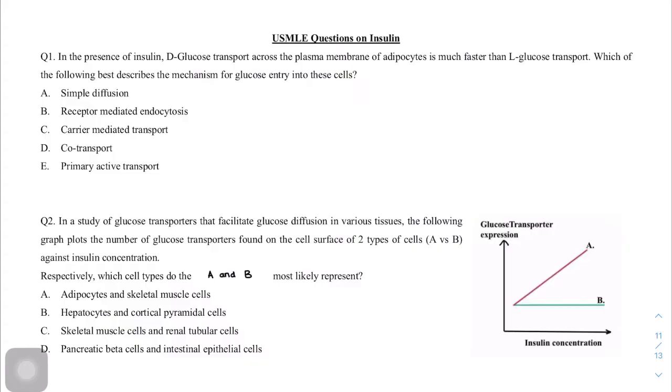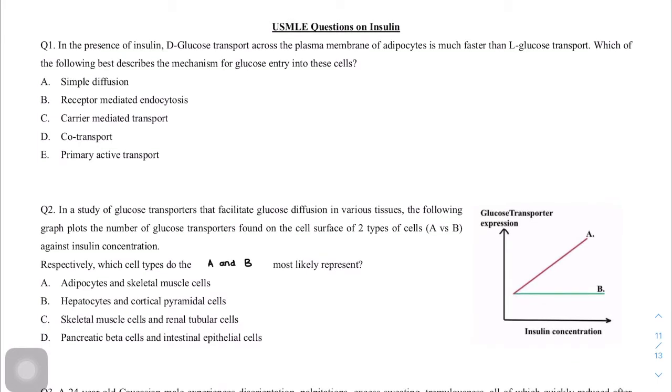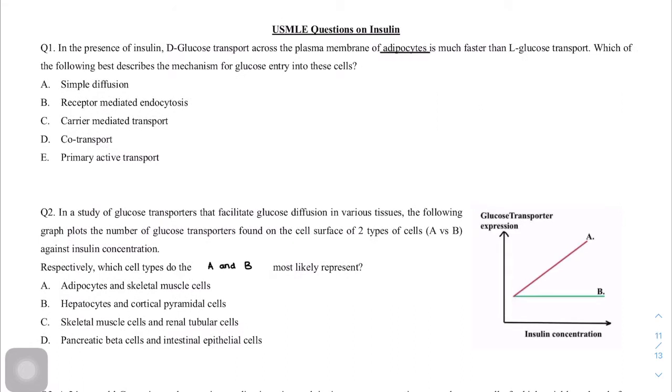So let's take a look at some USMLE questions which came on insulin. The first one: in the presence of insulin, D-glucose transport across the plasma membrane of adipocytes is much faster than L-glucose transport. Which of the following best describes the mechanism of glucose entry into these cells? Now, the question here is about adipocytes and glucose transport. When you talk about adipocytes, you must understand this is done by a transporter called the GLUT4 transporter. Something special about this transport, which is not relevant to this question, is the use of insulin.